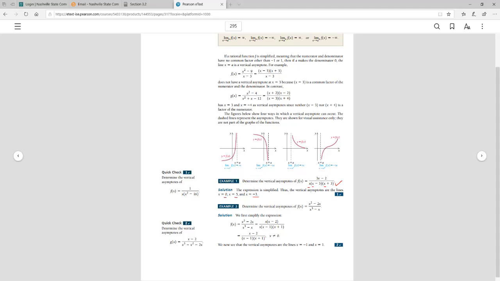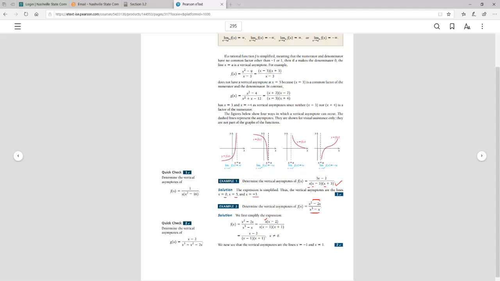Example 2, determine the vertical asymptotes of f of x equals (x squared minus 2x) divided by (x cubed minus x). If you look at the numerator, if you look at the two terms, you can see that x can be factored out as a common factor. And if you look in the denominator, x is also common in both terms. In other words, we can factor an x out of the numerator. That gives us x times (x minus 2), which is the same thing as x squared minus 2x. It's just in factored form.